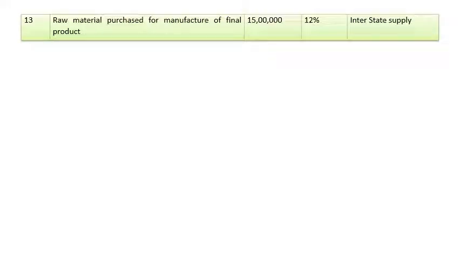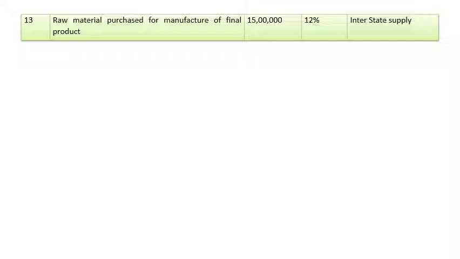Raw material purchase for manufacture of final product. Amount is 15 lakh, rate of GST is 12%, and it is interstate supply. As it is interstate supply, IGST will apply. Now, as raw material is purchased and it is going to be used for the manufacture of final product, it is directly used for the outward supply. So naturally, credit is available, and as credit is available, we will record it separately.